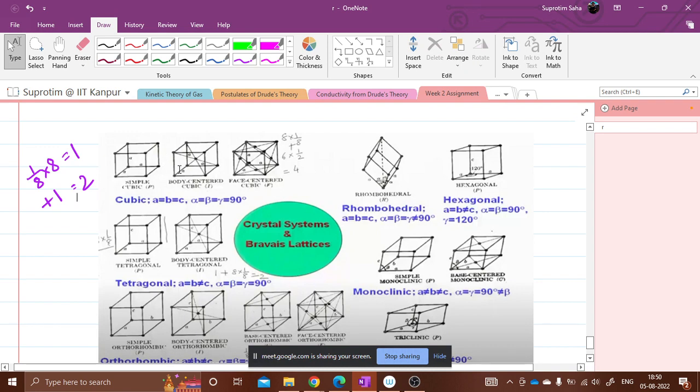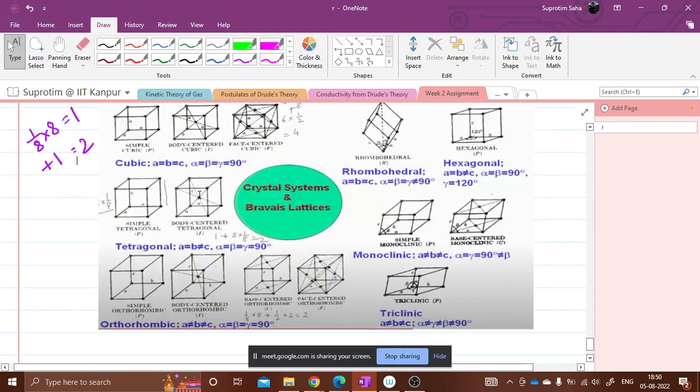So let us count the body centered variations. For body centered cubic, this is 1. Body centered tetragonal, this is 1. Body centered orthorhombic is also 1. Let's say we have 3 till now.